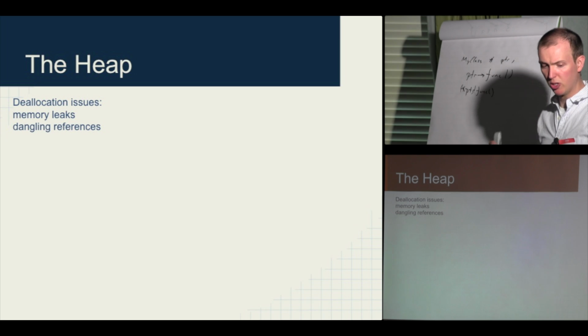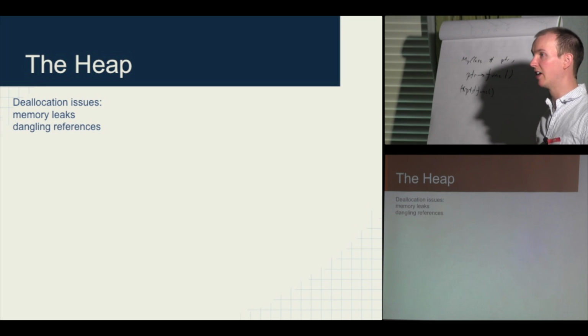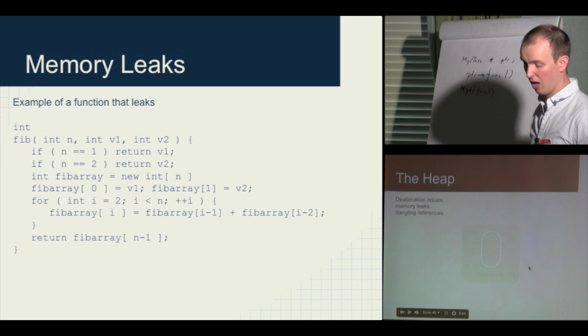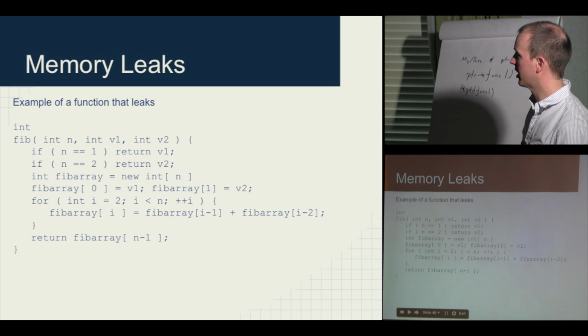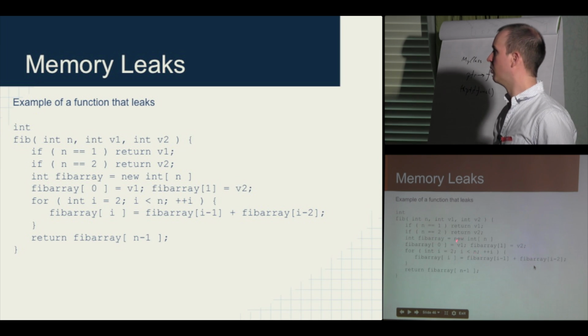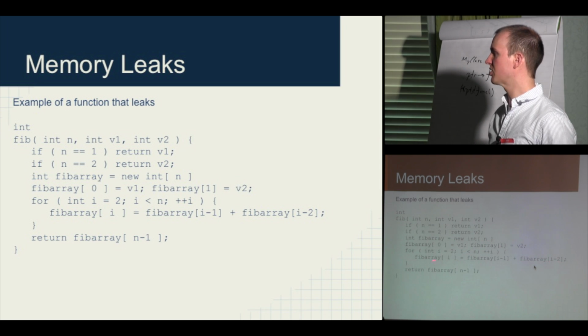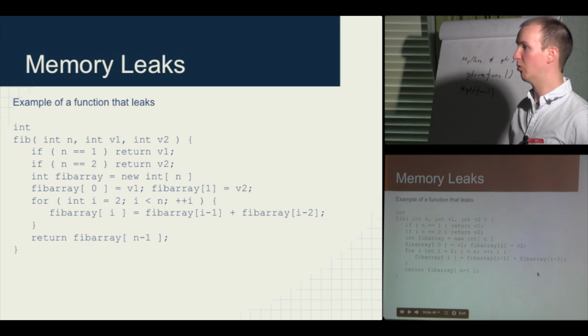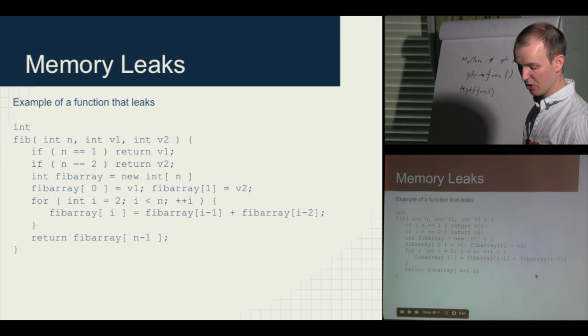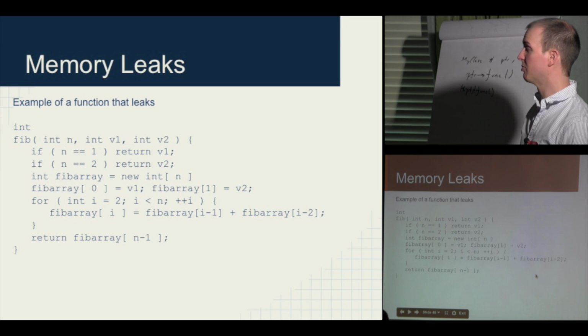Okay, so there were two big issues with allocating data on the heap: the problem of memory leaks and the problem of dangling references. I think we've covered most of those. Here is an extra example of a function that leaks. It should look a little familiar: you allocate an array of size n, iterate across that array computing the Fibonacci values, and then return the last element of the array. That gives you the right answer for Fibonacci, but it won't deallocate the fib array as it leaves, so it's going to leak a substantial amount of memory every time you call it.